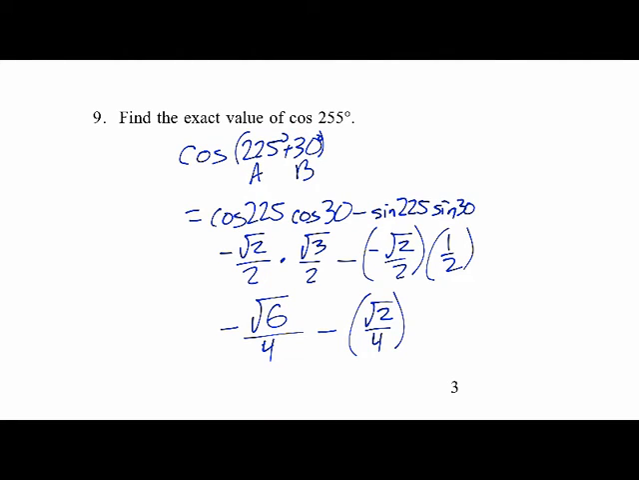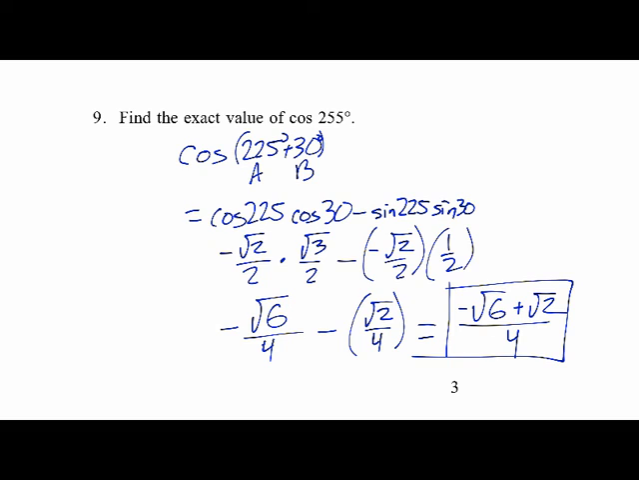Since these already have a common denominator, we can combine them into 1. So negative square root of 6 minus negative root 2, in other words, plus root 2, over their common denominator of 4. So our exact answer we can write as negative square root of 6 plus square root of 2 over 4. You can switch the order around on that as well.